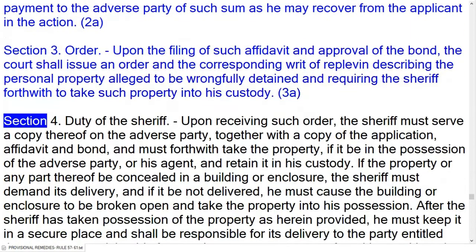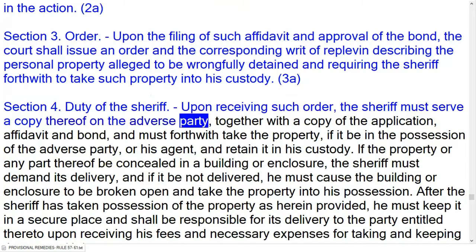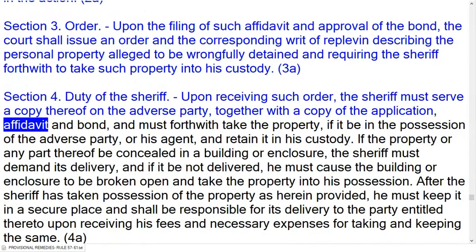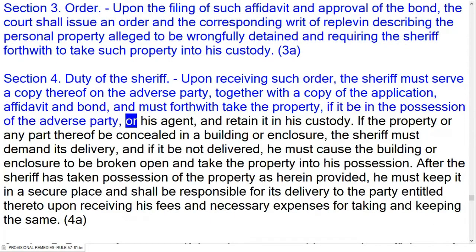3a. Section 4. Duty of the sheriff. Upon receiving such order, the sheriff must serve a copy thereof on the adverse party, together with a copy of the application, affidavit, and bond, and must forthwith take the property, if it be in the possession of the adverse party, or his agent, and retain it in his custody.